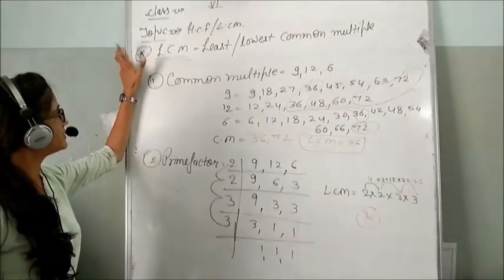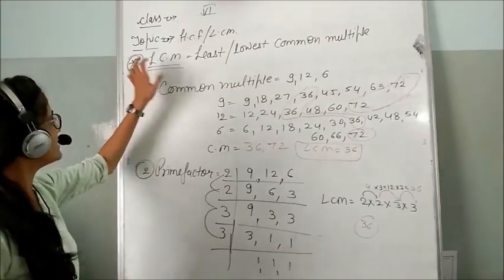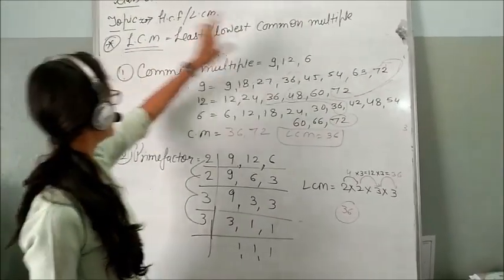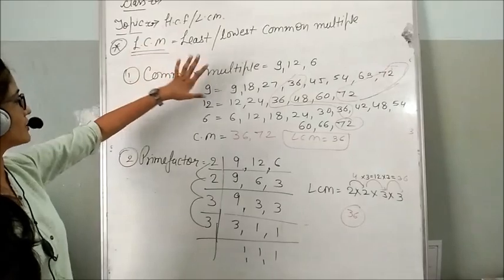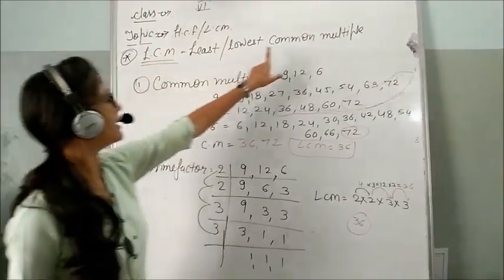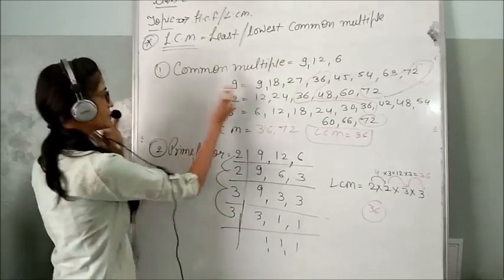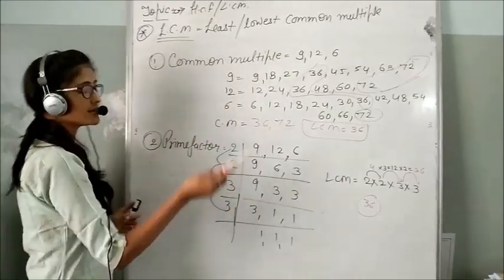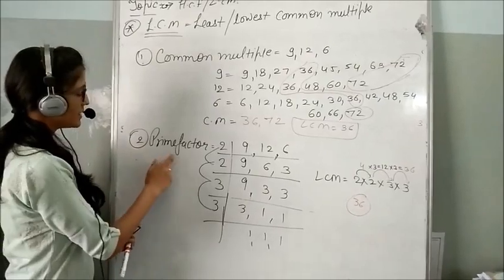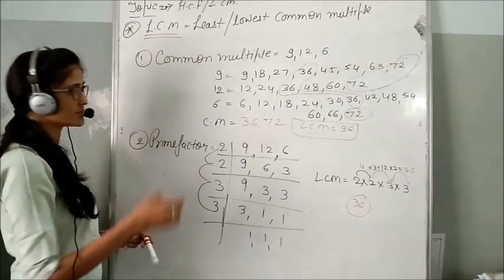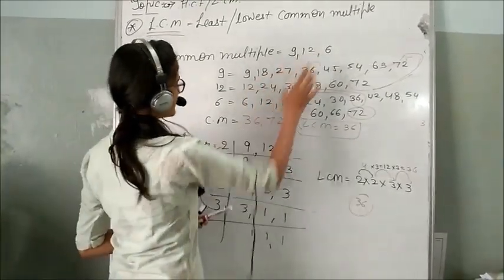Thank you. Next, students, our topic is the LCM. LCM stands for least common multiple: L for least or lowest, the lowest number, and the common multiple. Here are the two methods to find the LCM. First the common multiple method, which was studied in our previous classes, and the prime factor method, which we will study in this class.